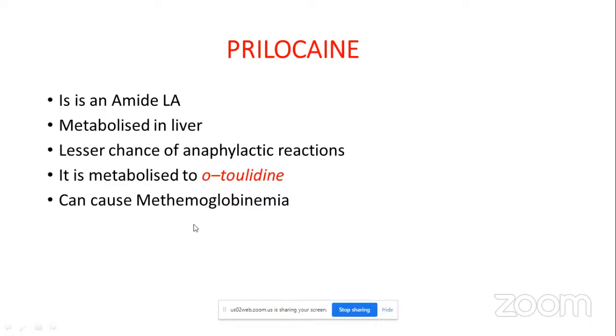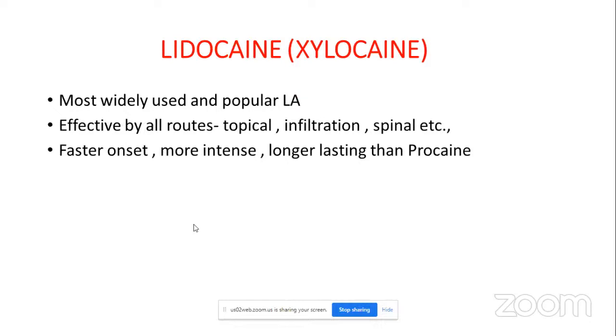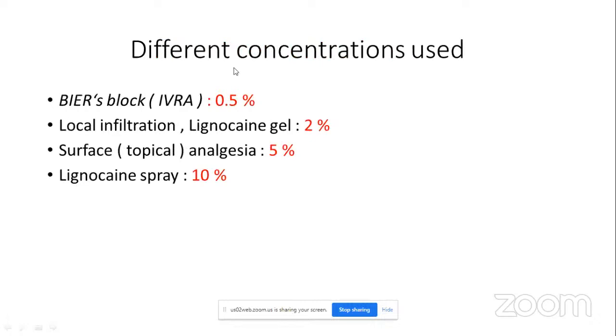Lidocaine, a commonly used drug. It is the most widely used local anesthetic and it is effective by all routes depending on concentration: topical, infiltration, spinal anesthesia. It has a faster onset, more intense, and longer lasting than procaine. As I told, different concentrations are used. With Bier's block, intravenous regional anesthesia, we use 0.5%. In local infiltration and in gel, it is 2%. Surface topical anesthesia, it is 5%. And in lignocaine spray, it is 10%.